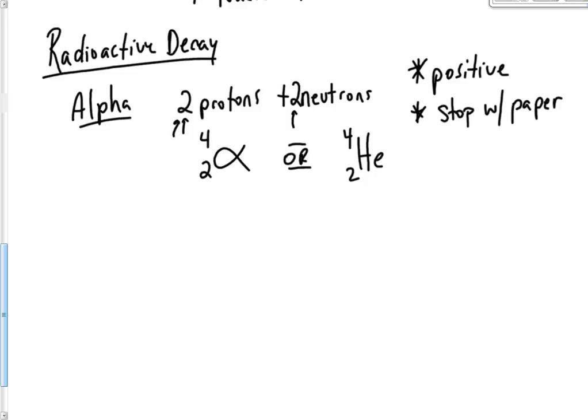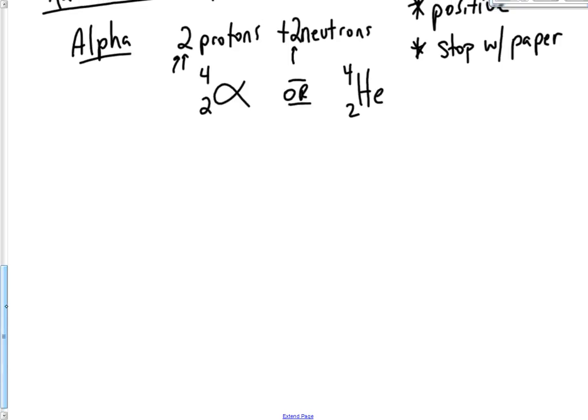When something is put through alpha radiation or alpha decay, and we'll look at a couple of examples in a second, you're going to decrease the atomic number by 2.